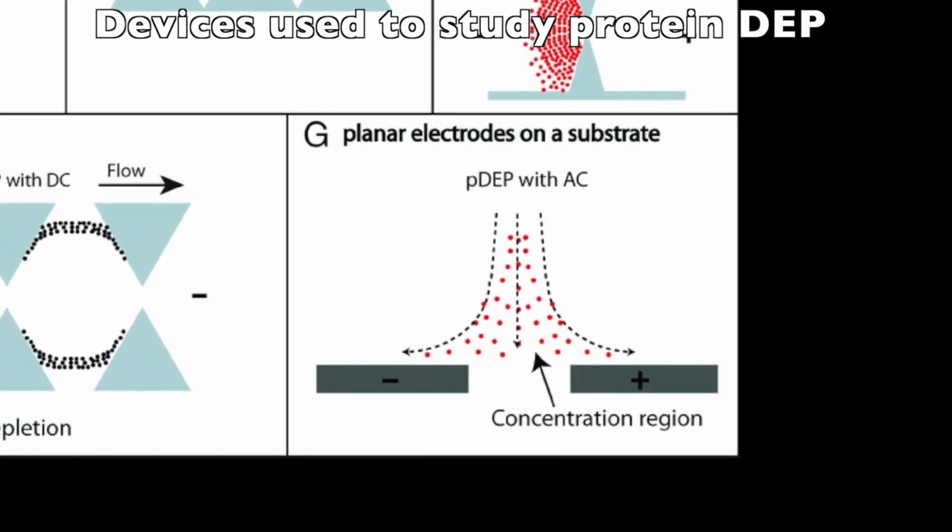So in figure G, the protein DEP dielectrophoresis focusing used for label-free protein detection sensor exhibiting high sensitivity. An inhomogeneous electric field is created by planar electrodes integrated on a substrate, resulting in protein focusing in the vicinity of protein receptors. The dotted line arrows show the direction of protein transport.